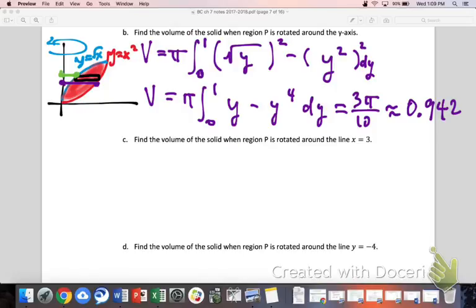Anyway, so what we would do then is we would take that same graph and just change up the rotational aspect of it a little bit.